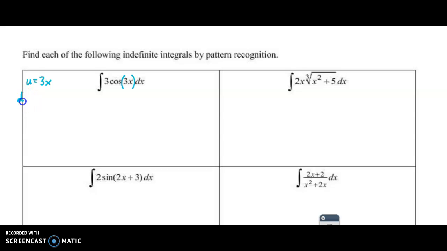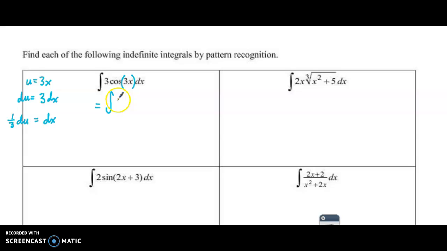And then you take the derivative of that. So du, that's what u is, and on the right side, we're going to take the derivative of that, which would be 3 dx. Now, I've tried to teach it so many different ways. What I find works the best for students is they solve for dx, and they solve for it by multiplying 1/3 over.